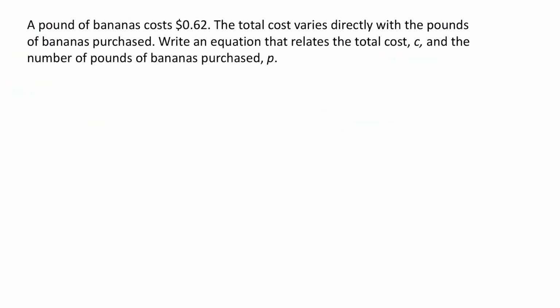So it says a pound of bananas costs 62 cents. The total cost varies directly with the pounds of bananas purchased. Write an equation that relates the total cost C and the number of pounds of bananas purchased P. So here's my important phrase. The total cost varies directly with the pounds of bananas purchased. So that means I can say that cost equals K times pounds, right? My y equals Kx.